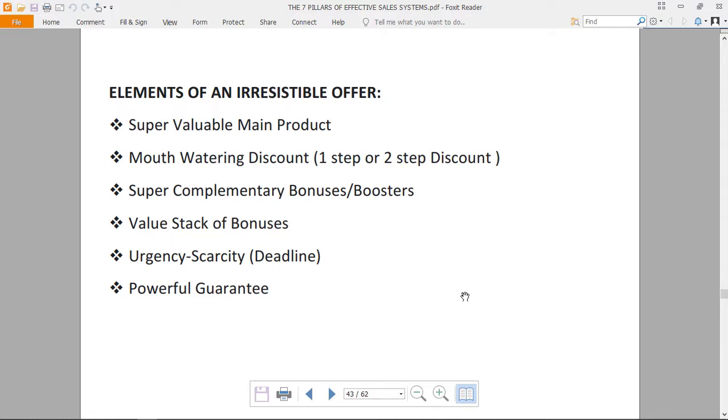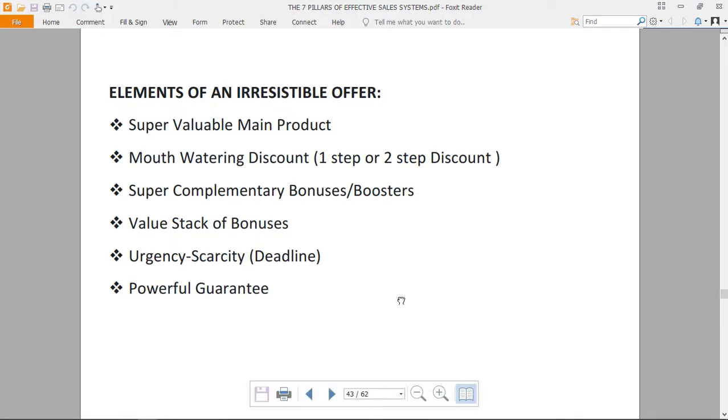Then after you've done that, you move to the next element. Urgency, scarcity. There has to be a deadline. I already explained this earlier. When people feel like they can come back to get this at any point in time in life that they want, they'll procrastinate. Then lastly, you want to give a powerful guarantee. These are the strongest elements of an irresistible offer. Very, very important. Super valuable product, mouth-watering discount, one step or two step, based on how I've explained it to you. Now, super complementary bonuses and boosters, value stack of the bonuses because you have to see the price, urgency, scarcity, which is deadline, and then powerful guarantee. And then, of course, you ask for the sale.